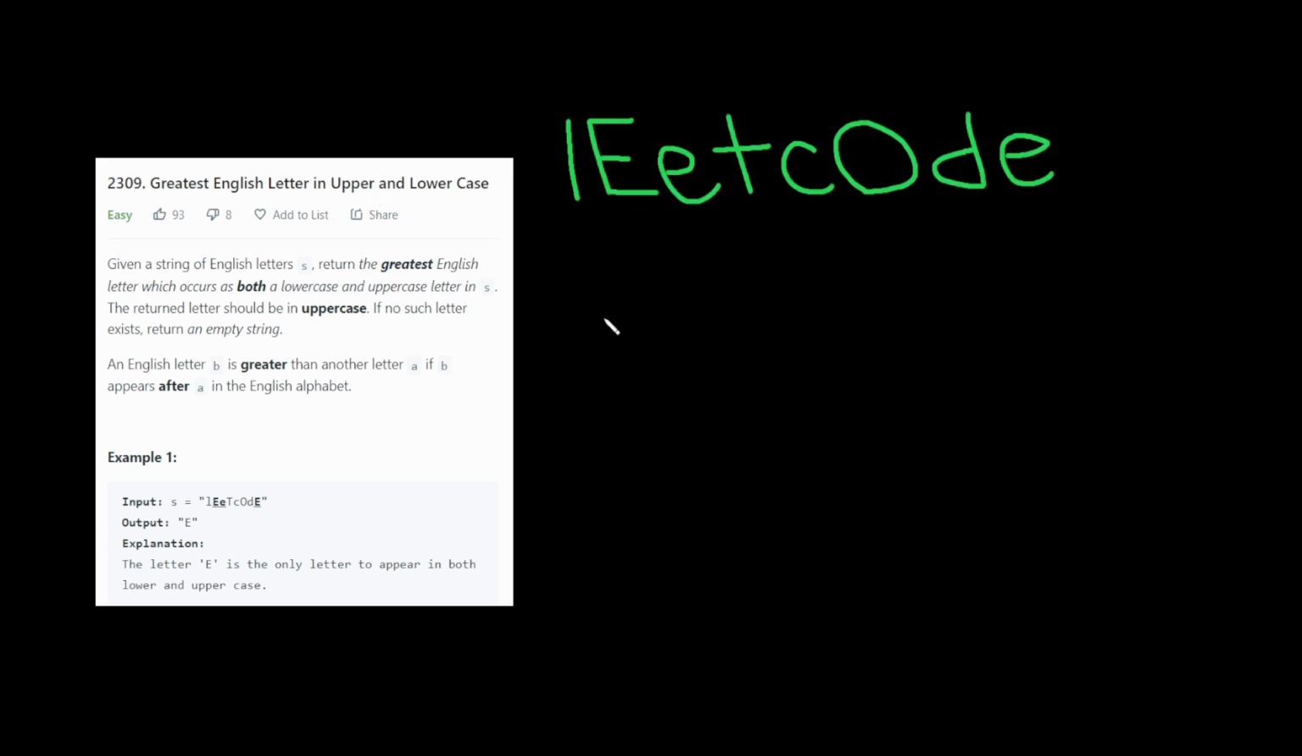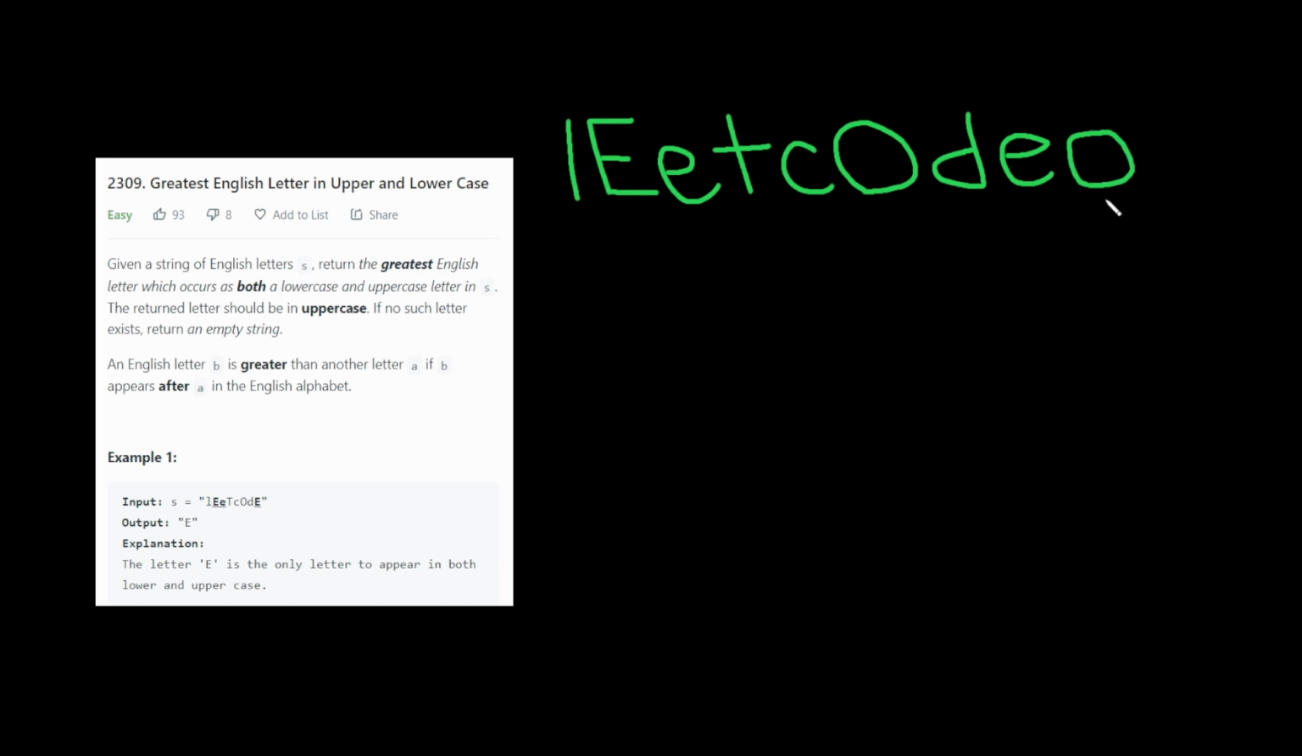This is LeetCode 2309, Greatest English Letter in Upper and Lower Case. We're given a string as input, for example, LeetCode, and we're returning the character that appears in both lowercase and uppercase and is the greatest character. So in this example, LeetCode, the only character that appears both in upper and lowercase is E.